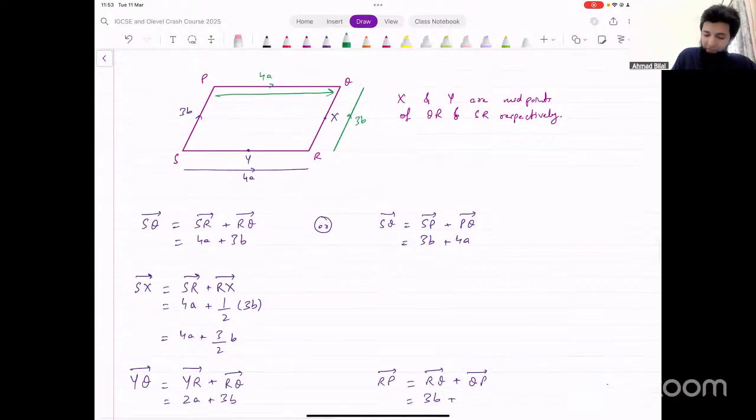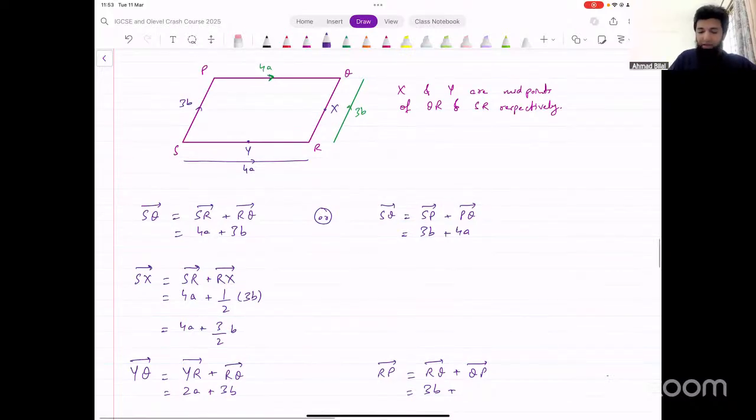The vector that we know is PQ in this direction. This vector is 4 times it. If we want to do the opposite of that, that means QP. So instead of going from P to Q, we want to go from Q to P. This is going to be negative of that, right? So this becomes minus 4A.